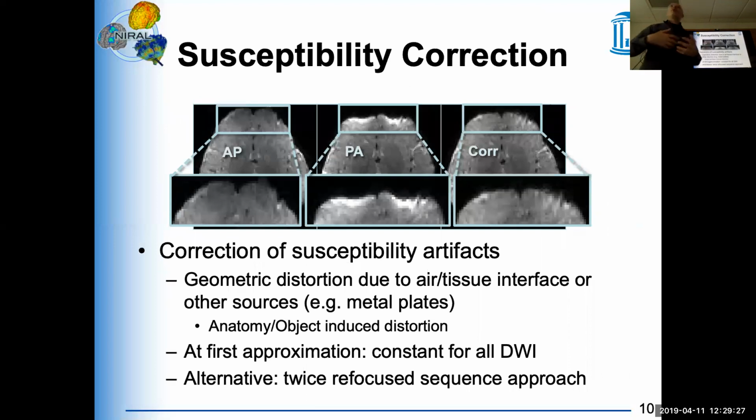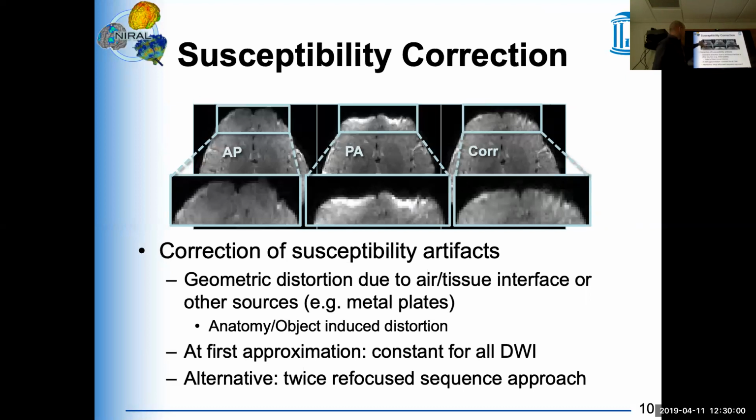Now let's talk about the first two steps of the corrections. This is assuming we've gotten rid of the bad stuff already. The first thing is to correct for any geometric distortions in the data that are consistent for all the DWI, and that's the susceptibility artifacts. Susceptibility artifacts usually arise in the brain at air-tissue interfaces, such as closeness to the sinuses. That's why you usually see big differences in the prefrontal lobe.